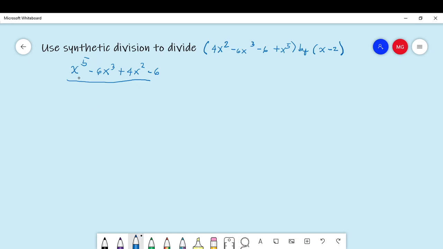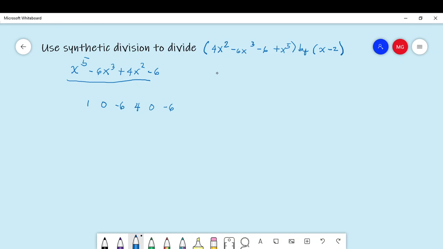So by using the coefficients of this dividend, we have 1. And since we don't have a fourth degree term, insert 0, then followed by negative 6, then 4. There is no first degree term, so insert 0 and then negative 6. Since this is a fifth degree polynomial, there will be 1, 2, 3, 4, 5, 6 numerical coefficients.